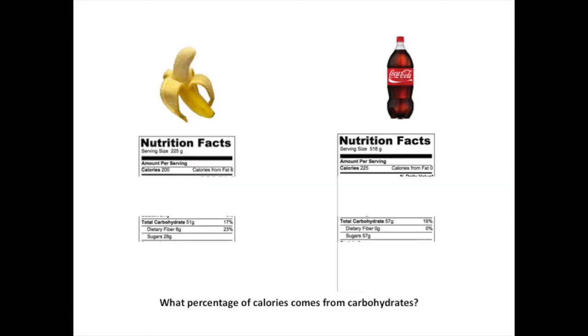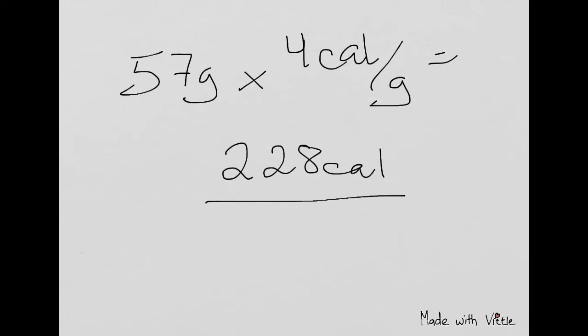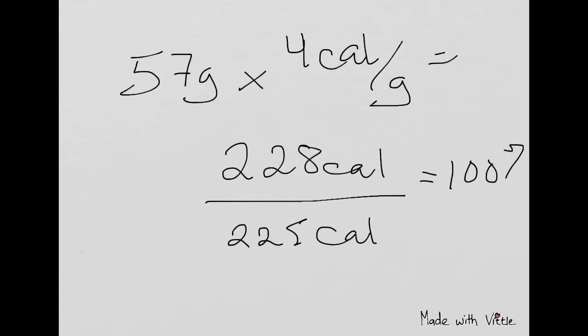That is not possible, but figures on food labels are rounded, so essentially calories in a banana are 100% from carbohydrates. Let's do the same thing for Coca-Cola. 57 grams of total carbohydrates multiplied by 4 calories per gram gives us 228 calories from carbohydrates. 228 out of 225 is more than 100%. So 100% of calories in Coca-Cola come from carbohydrates.